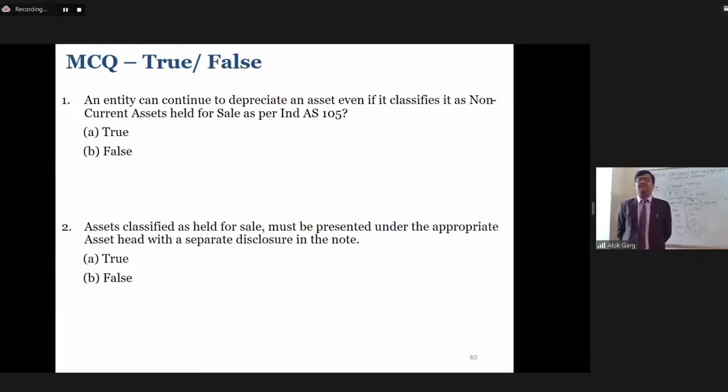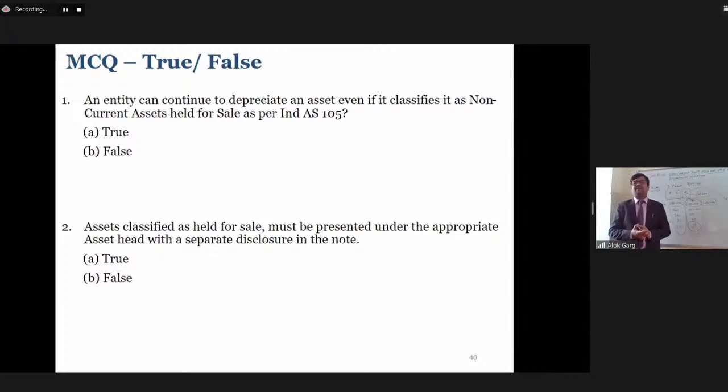So one is management is committed to a plan to sell the asset. An active program for locating a buyer has been started. Then it is marketed at a reasonable price. It is unlikely that the plan may be withdrawn, and the sale is likely to be concluded within 1 year. The only exception is it can go beyond 1 year if it is due to circumstances beyond the entity's control. And if it is beyond 1 year, then the cost to sell is required to be discounted at present value.